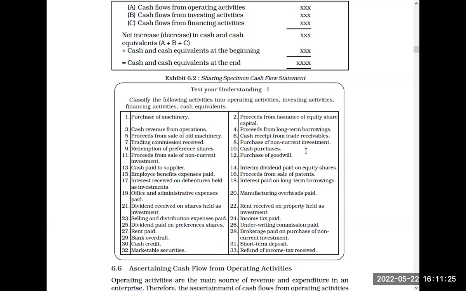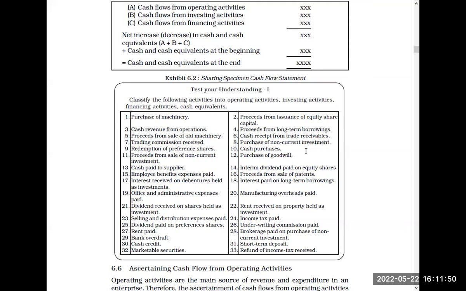Brokerage paid on. Okay, 31. Here's this one. Cash credit, similar to overdraft. Next, marketable security, similar to overdraft. That's a current asset, no. These two are current liability, this is current asset. Next one, 31. That's a current asset.